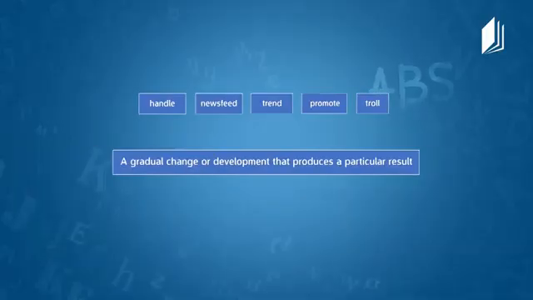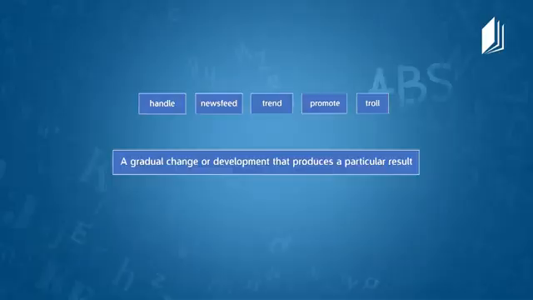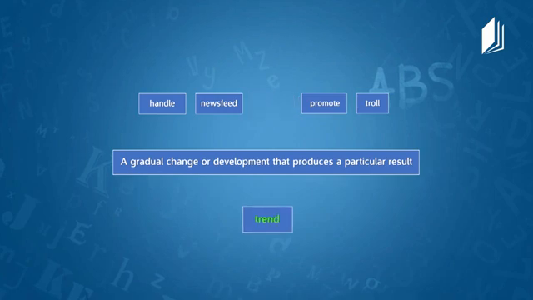And next, we have a gradual change or development that produces a particular result. So I think in this case, it's the word trend, because trend shows a gradual change or development that produces a particular result. Some of the things are very trendy on the internet. For example, how people dress, that's definitely a trend. How people speak even, that can also be a trend, and so on and so forth. So the right answer is trend.